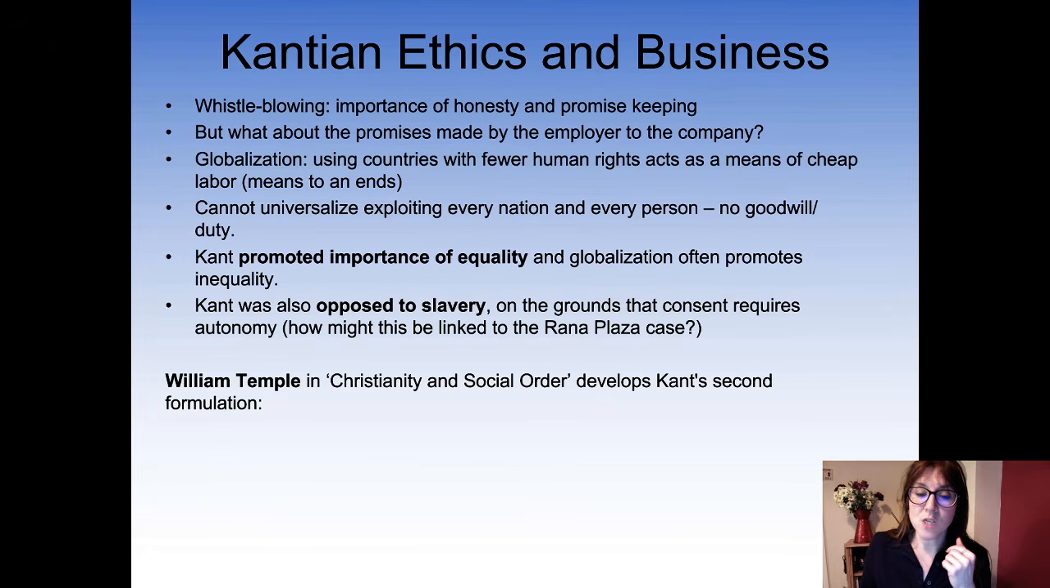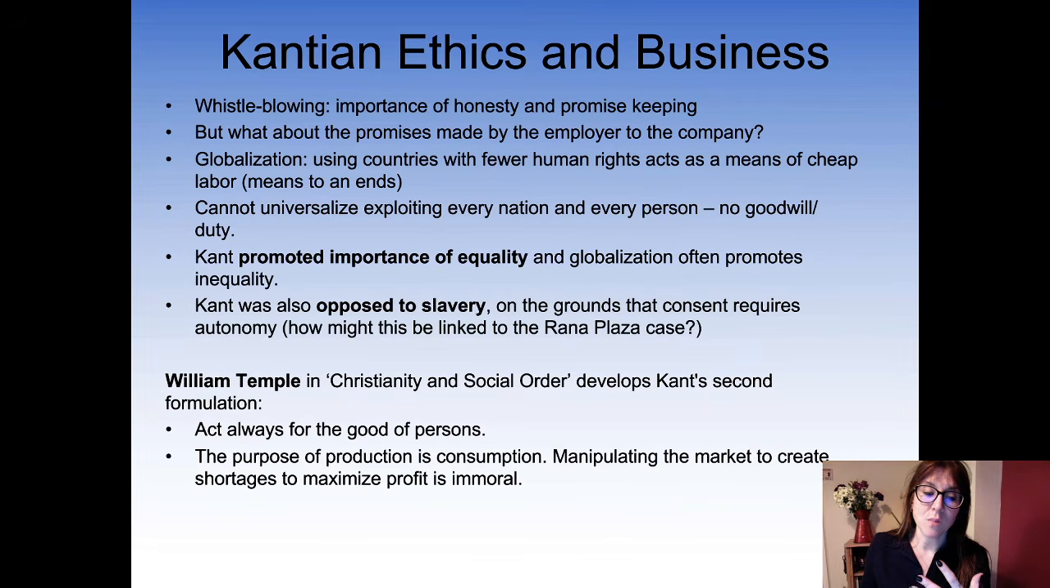William Temple, in Christianity and Social Order, develops Kant's second formulation, means to an end. And he says the act is always for the good of the persons. The purpose of production is consumption. So manipulating the market to create shortages to maximise profit is immoral. So basically what that means is you create a shortage so that people want it more to maximise profit. So that could potentially be linked to things like what happened with the COVID food hoarding, this idea of the toilet roll panic, etc., of everyone buying toilet rolls.